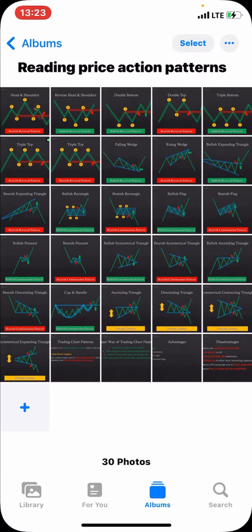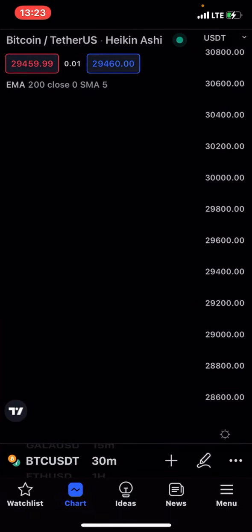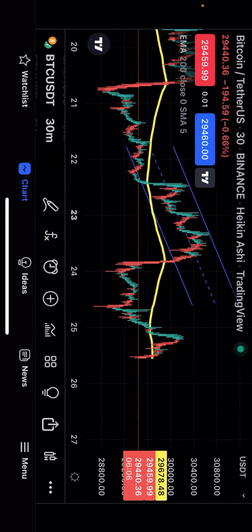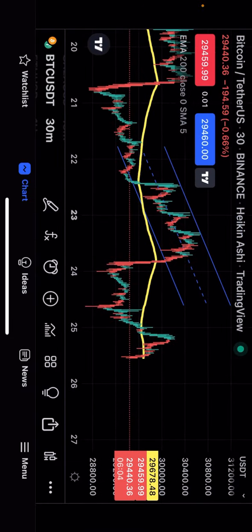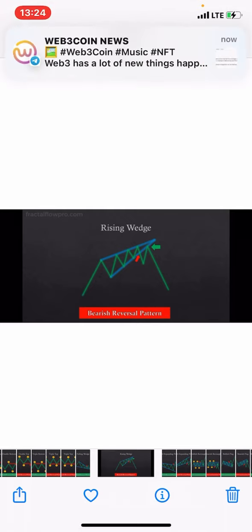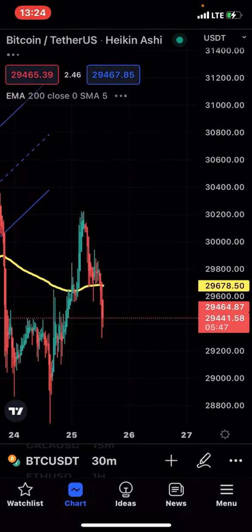Now take a look at this. I think I mentioned another course on this. This is it here. Rising wedge. See it? A rising wedge price action. This is how I basically see it. It comes from up, goes down, retraces and comes down. Take a look at this. Comes from up, goes down, goes up again, then comes down. Finito. No cap.